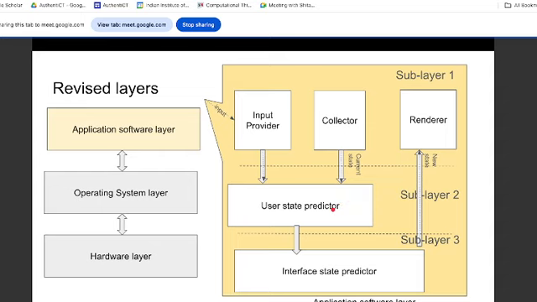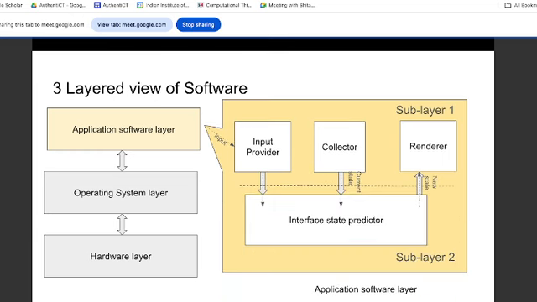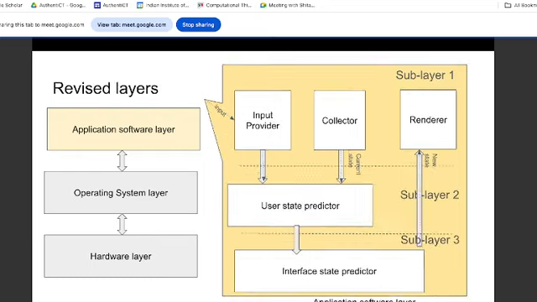So this user state predictor, if you remove the user state predictor, what would this software do? It will always take the input, it will always process it the same way, and it will always show it in the same way. Whereas if the user state predictor is present, there is an opportunity to make adjustments in the layout, make adjustments to the way the viewer sees the layout, so that it is easier for the user to learn this software and grasp it and get the satisfaction of using the interface. So that is about the revised layers of application software.